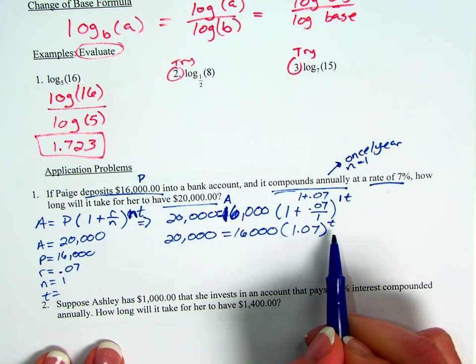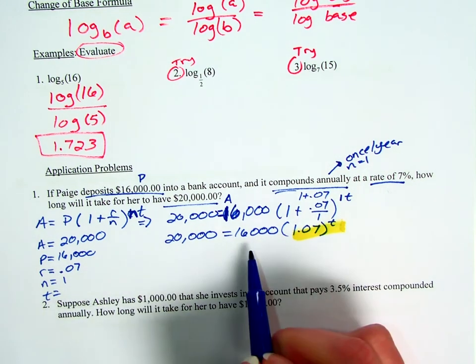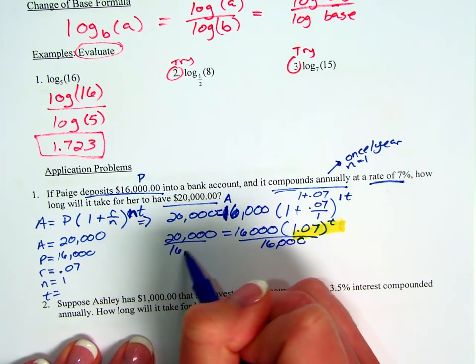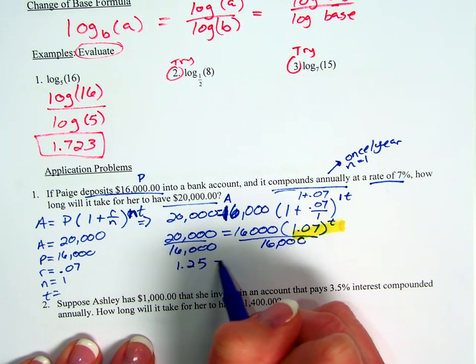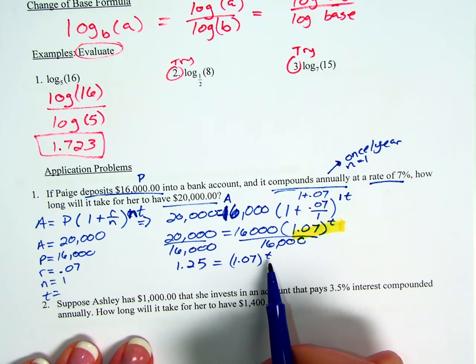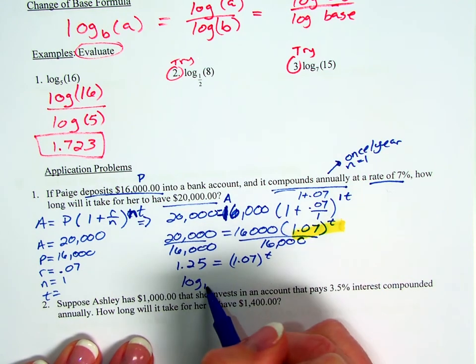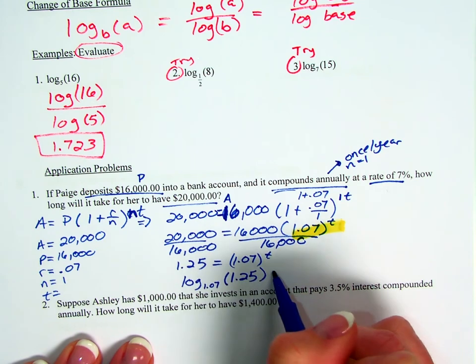So now I have to start working to get that exponent alone. But remember, this number is attached to the exponent where the 16,000 isn't. So we're going to get rid of that 16,000 first by dividing by 16,000 on both sides, which gives me 1.25 equals 1.07 to the T. Now we can worry about getting this exponent out. In order to get the T out of the exponent, we're going to change it to log format: log of the base, which in this case is 1.07, of the answer equals the exponent.